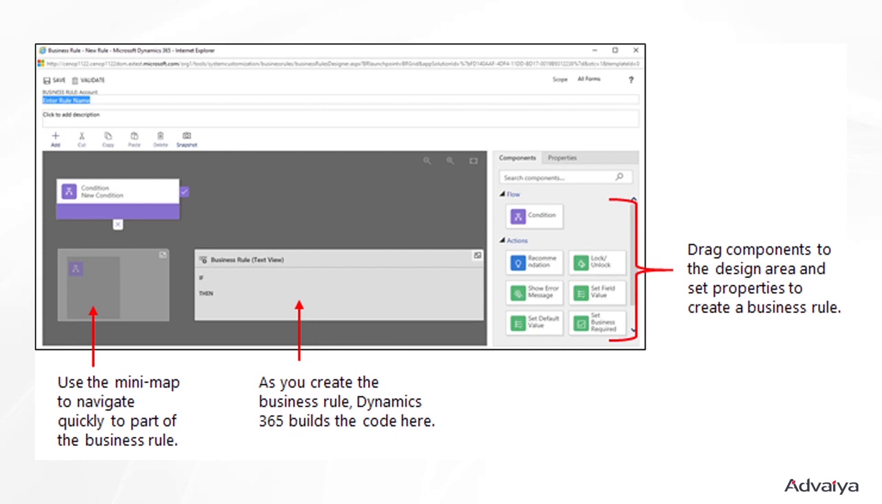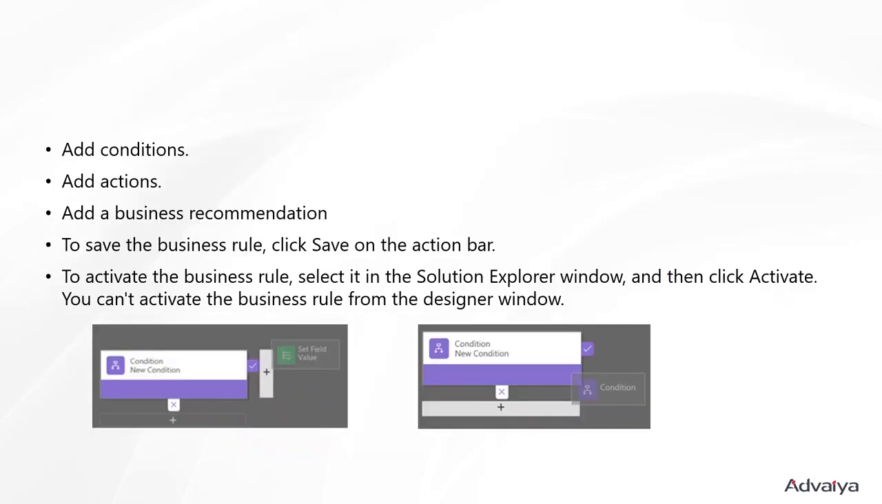The Business Rule Designer window opens with a single condition already created for you. Every rule starts with a condition. The business rule takes one or more actions based on that condition. Add a description if you want in the upper left corner of the window. Set the scope, add conditions, add actions, add a business recommendation. To save the business rule, select it in the Solution Explorer window and then click Activate. You can't activate the business rule from the Designer window.